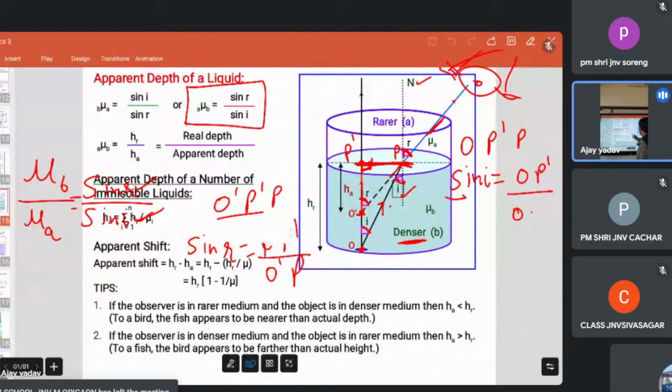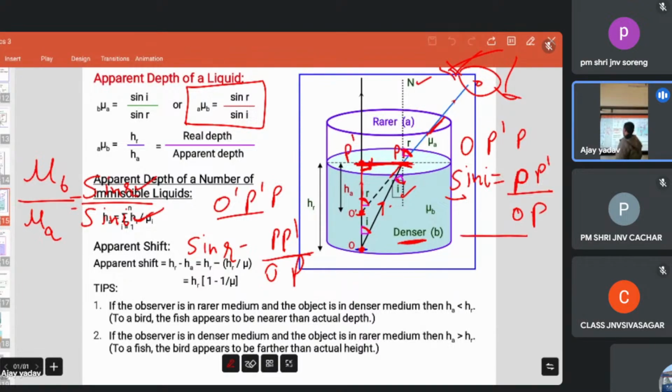PP dash, this is the perpendicular. Similarly, here the perpendicular is PP dash, and the hypotenuse is OP. So this is sin i and this is sin r. If we put these values here, sin r upon sin i, then the perpendicular PP dash will cancel, and what we will get is HR upon HA. HR is the real depth, and HA is the apparent depth. So this is the formula.